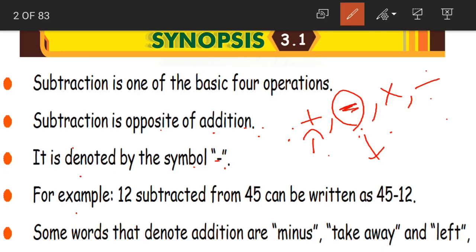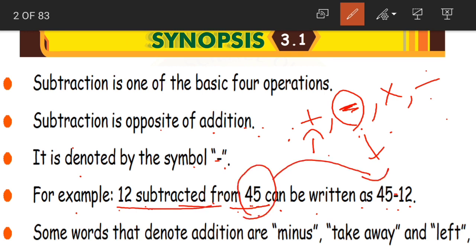For example, 12 subtracted from 45 can be written as 45 minus 12. See, how do we read it? 12 subtracted from 45. Okay, 12 has to be subtracted from 45. So 45 written first, and then as it is being subtracted, we put the subtraction symbol. And what number should we subtract, children? We should subtract 12. So 12 subtracted from 45 can be written as 45 minus 12.